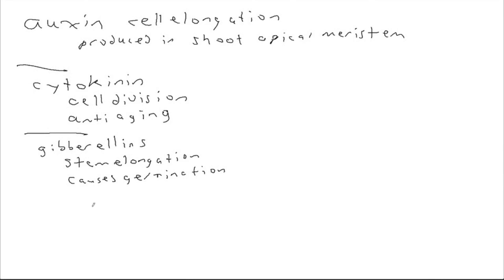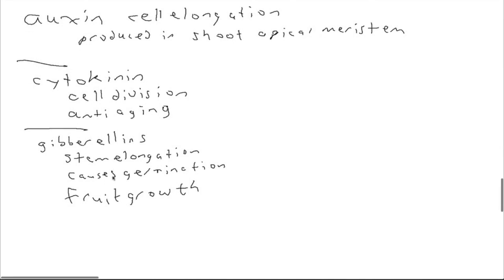You might have already mentioned it, but here's two functions I've written down. There's one more function that's worth writing down here. Is it fruit growth? That's right. Good. What's the example your textbook uses for gibberellins used for fruit growth? The grapes. Good. Okay. What's another?